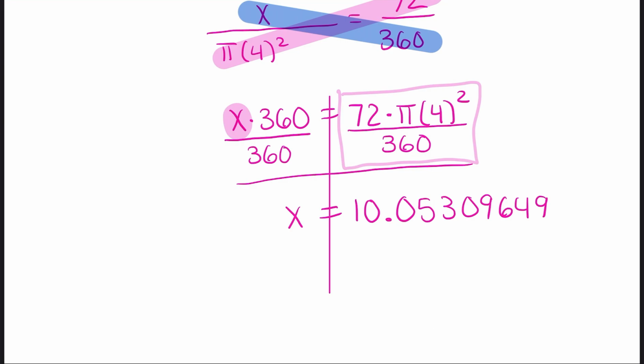10.05309649. Write down all those beautiful digits. Now we are going to round to the nearest tenth. Is this 5 big enough to change this 0 to a 1? It sure is. So that means our final answer is going to be 10.1.